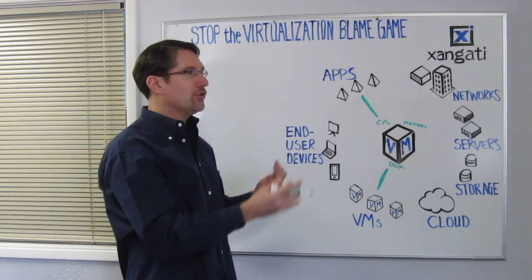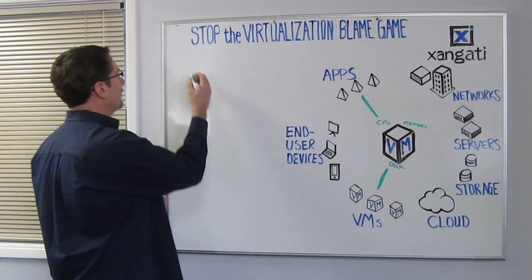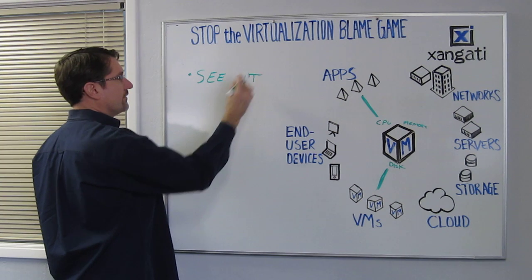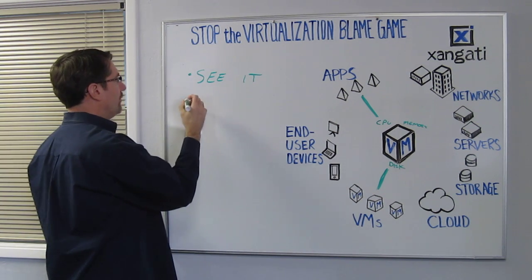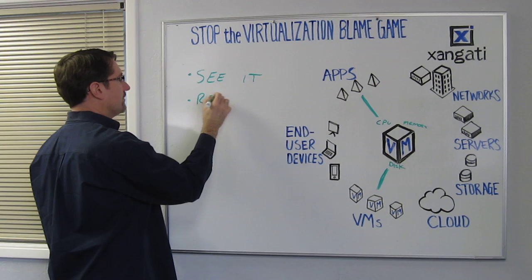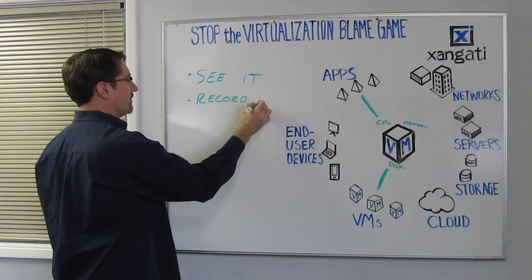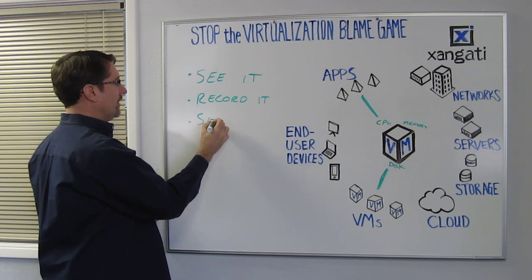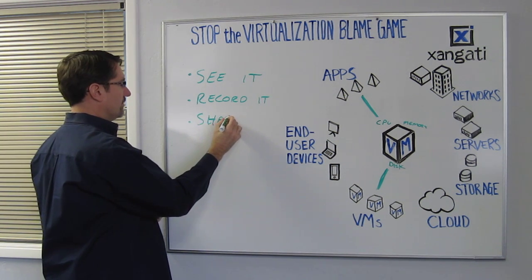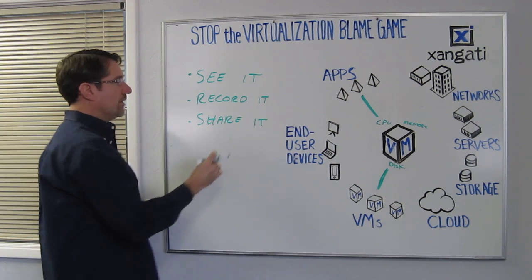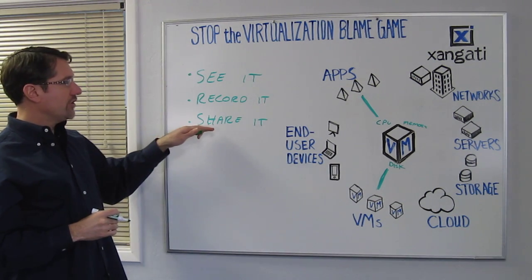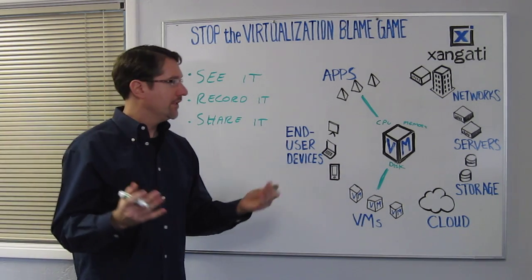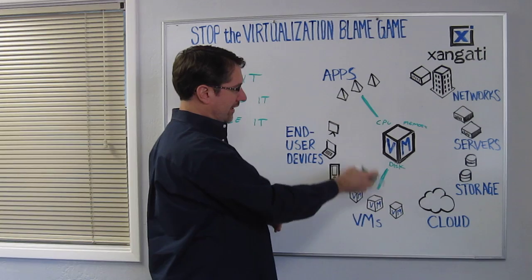So what's the solution to this blame game? Well, we describe it very simply. First, you need to see it, see what's happening, see where the problem is. You need to record it, because it may not happen for that long a period of time, and you record it so that you can share it. So by seeing it, recording it, and sharing it, you share it with the people, you prove that virtualization is not to blame.